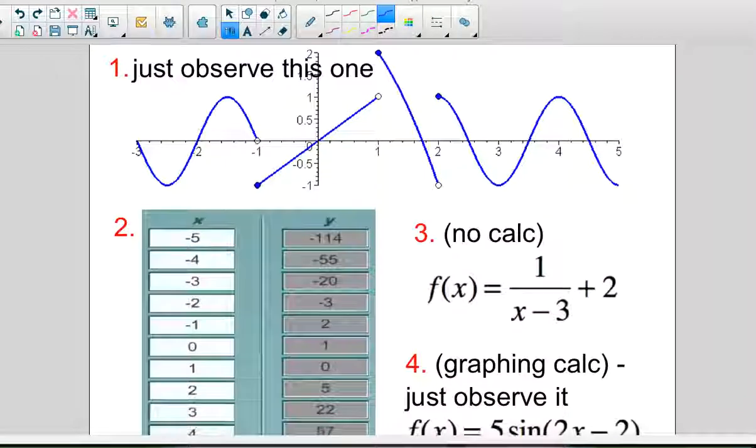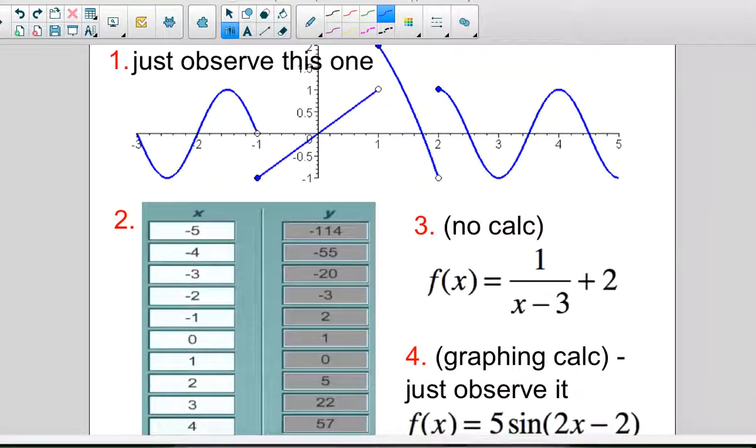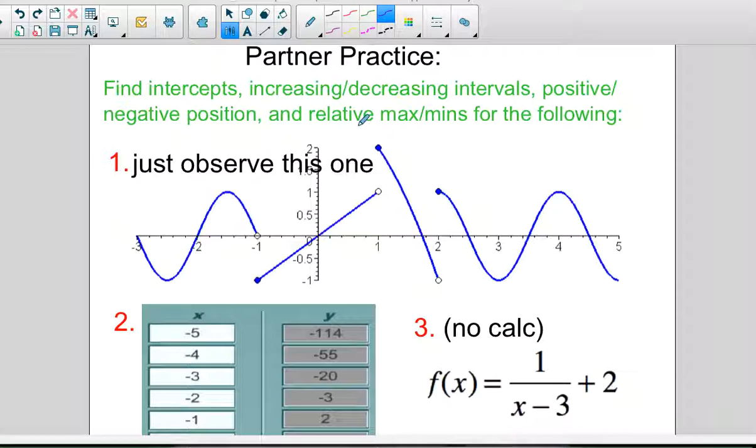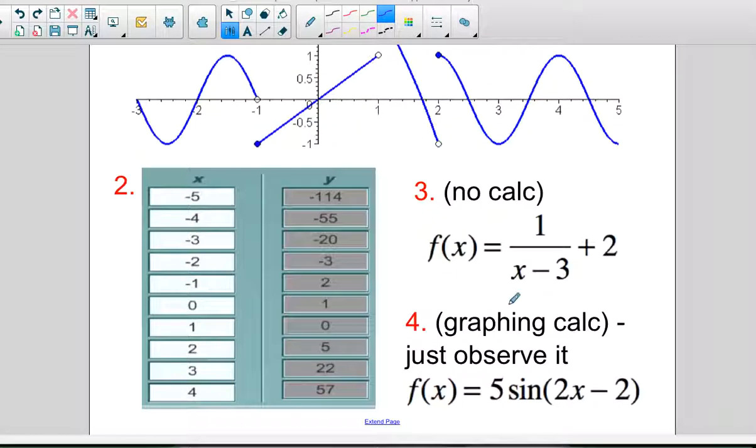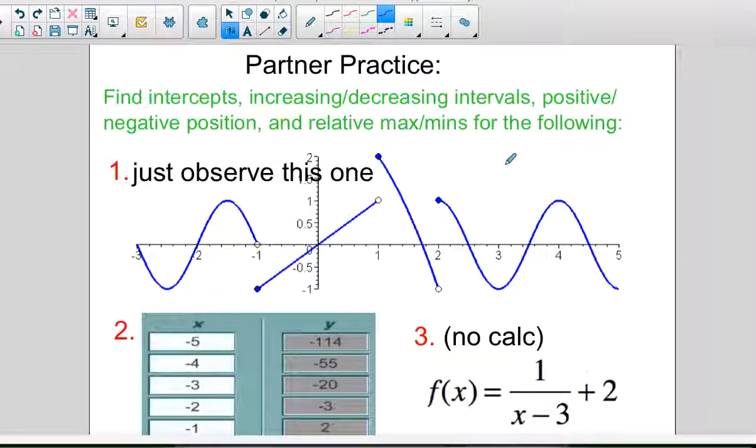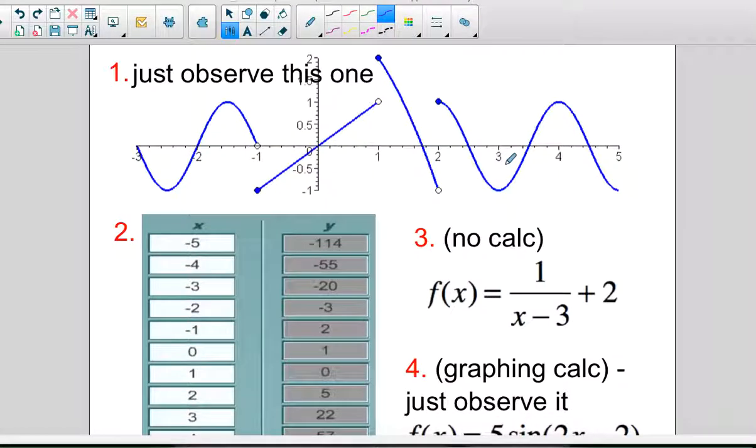And for 1 and 4, I just want you to think about them. You don't have to write them all down, because it's going to take you a while to write them, but just talk about it and say, okay, where's the negative position? Where's the positive position? Where are the intercepts? Where is it increasing and where is it decreasing? And the same with this one, which looks like a trigonometric graph. It'll just be very wavy, but think about those things as well. And then actually do 2 and 3 and label them with all of those things. So pause the video, go ahead and do those, and then start it back up when you're done.